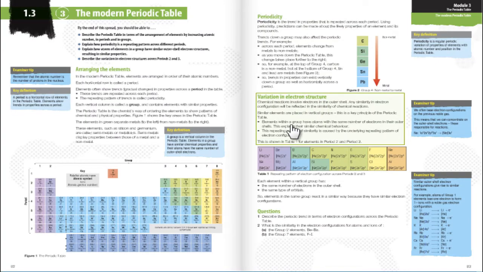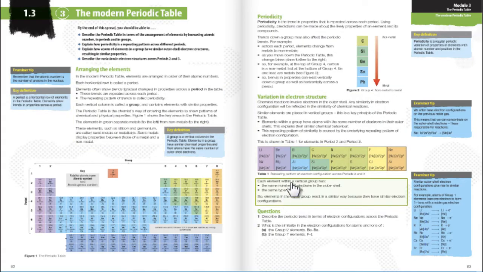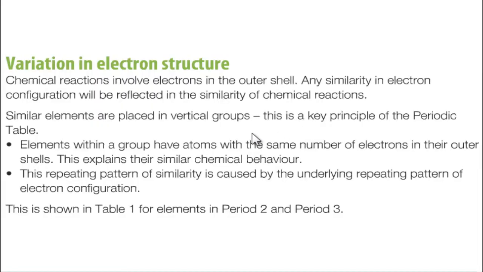So as your electron structure varies like this, as it gradually gets bigger, the patterns tend to repeat themselves, and this is why the elements are organised in a certain way. So chemical reactions involve electrons in the outer shell. Any similarity in electron configuration will be reflected in the similarity of the chemical reactions. Similar elements are placed in vertical groups. This is a key principle of the periodic table. So elements within a group have atoms with the same number of electrons in their outer shells, and this explains their chemical behavior. This repeating pattern of similarity is caused by the underlying repeating pattern of electronic configuration.